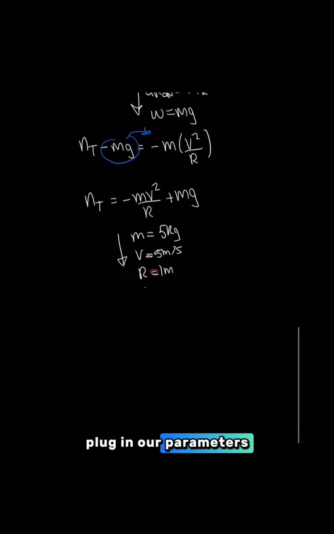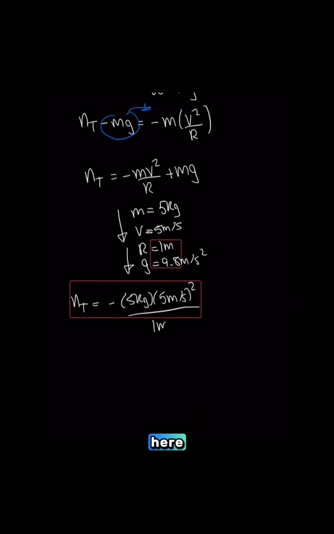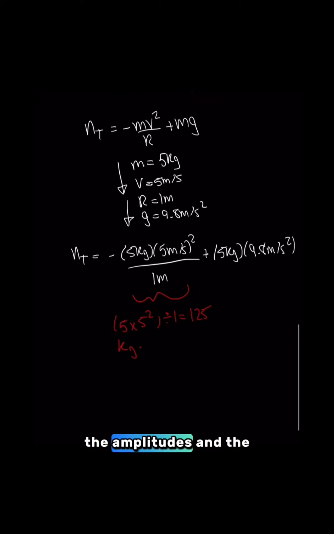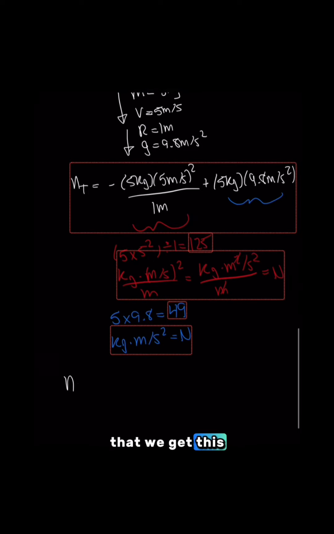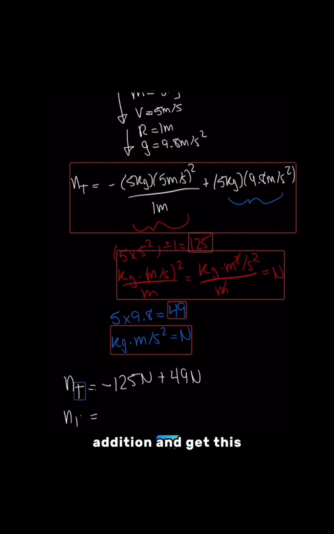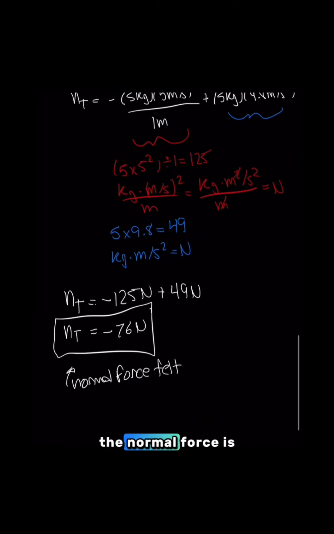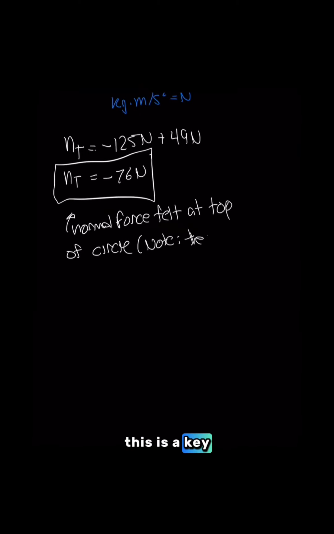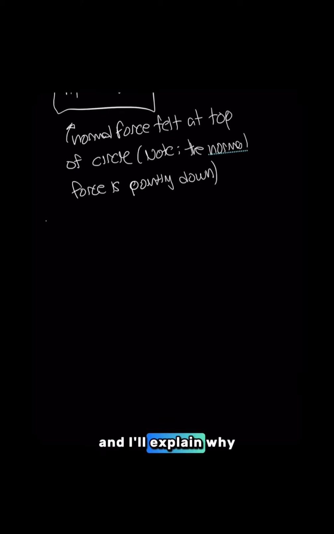Plug in our parameters given by the question to give these two terms here, and then we can evaluate these terms, the amplitudes and the units. And if we do that, we get this expression here. Let's do a simple addition and get this for the normal force at the top. I just want to note the normal force is pointing downward. This is a key aspect of the motion, and I'll explain why that is later.